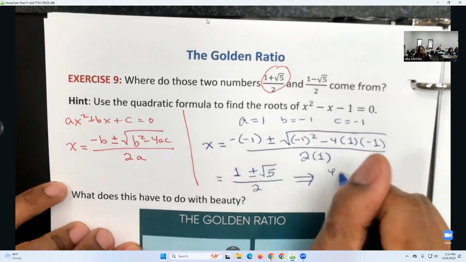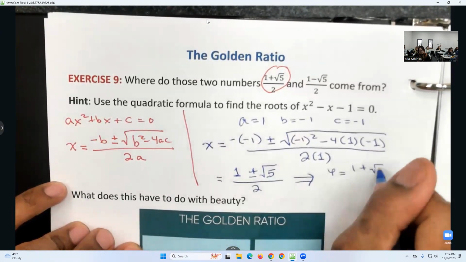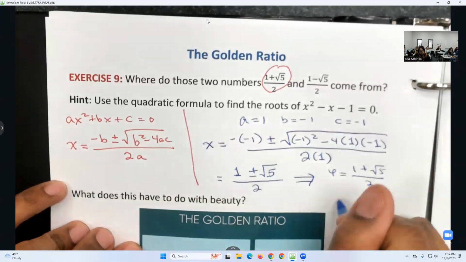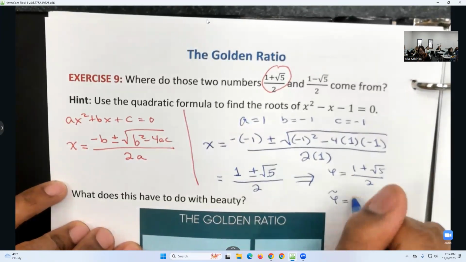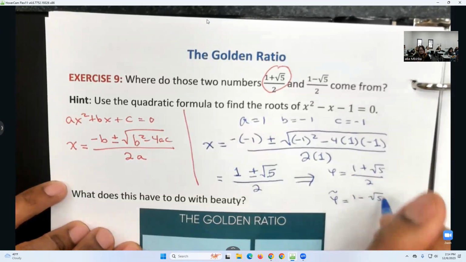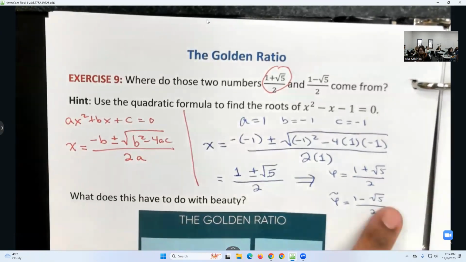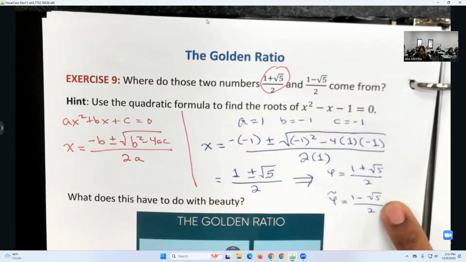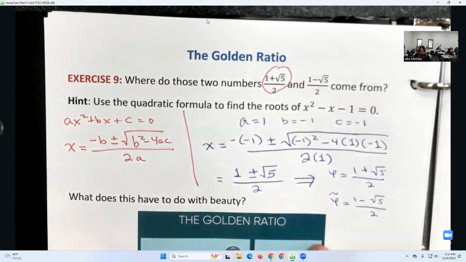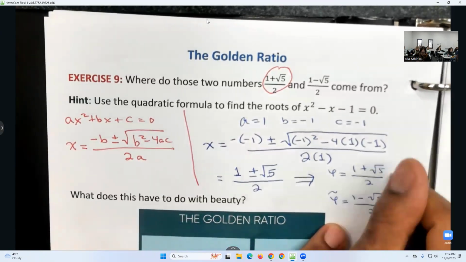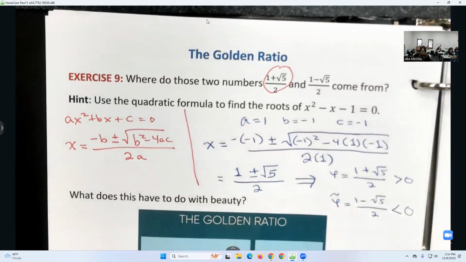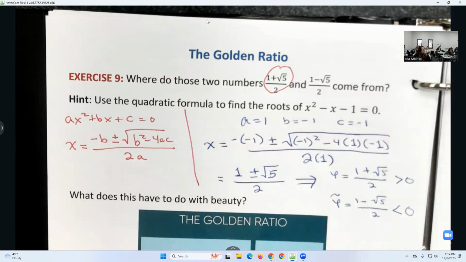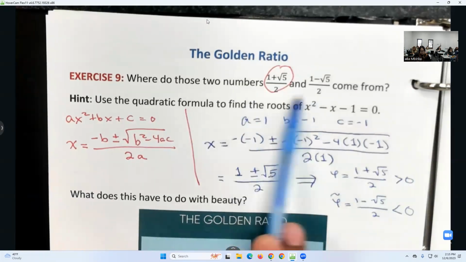One of them we're going to call phi, which is the positive solution. And then the other solution is negative. Why do I know that? Because the numerator is negative. The square root of 5 is strictly bigger than 1. So the numerator in phi tilde is negative. So this number is negative, this number is positive. And so those are the two numbers that come up in the Binet form, i.e. the closed form of the Lucas and the Fibonacci stuff. That's where those two numbers come from.